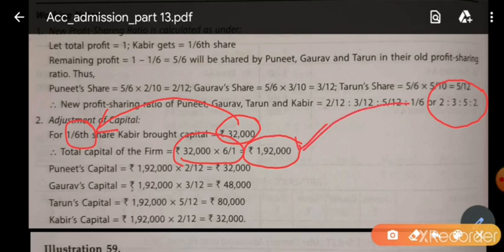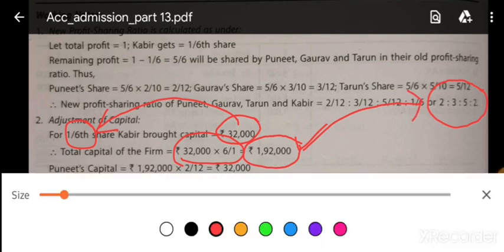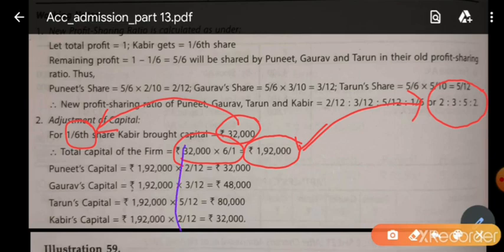And now 192 divided in the new ratio, that is 2, 3, 5 and 2. So in the new ratio we will divide it. You can see it has been divided 2, 3, 5, 2. This gives you the new capital of all the four partners. So now these capitals will become the new capitals.